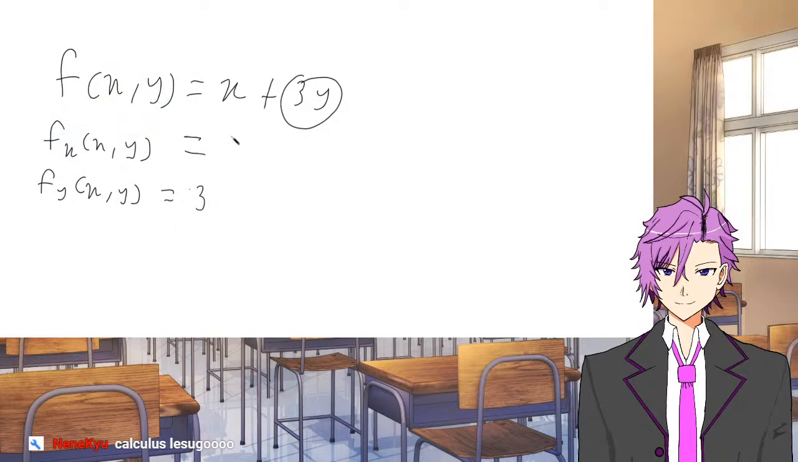f_x, if you differentiate, you will get 1, because you will only differentiate this part. Since this part doesn't have any x, this one will just remain as 0. And this is f_y, where you only differentiate the y, because there's only the y variable in here. The x has no y variable, so this will just be 0. So differentiating with respect to x, you'll get 1. Differentiating with respect to y, you'll get 3.